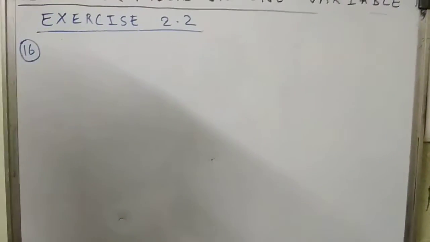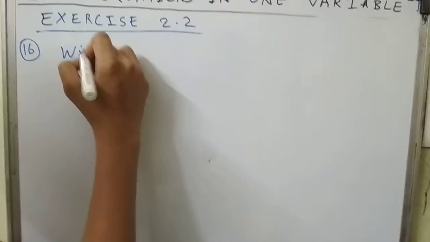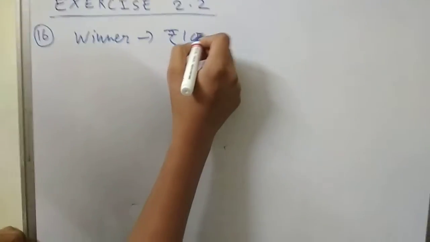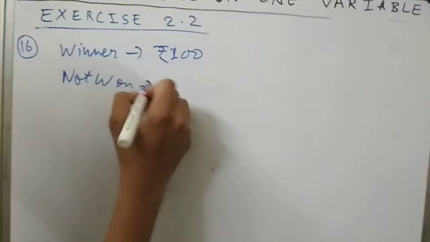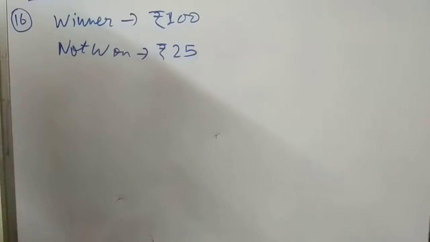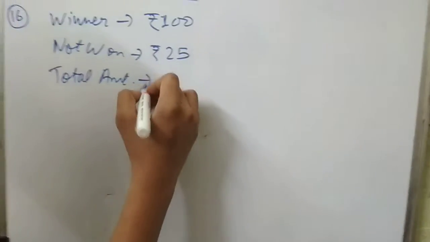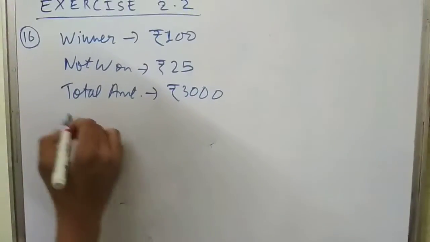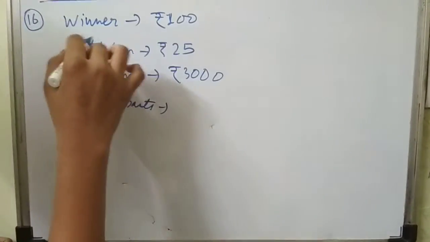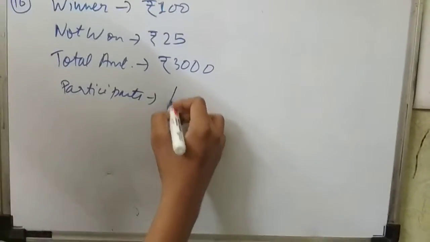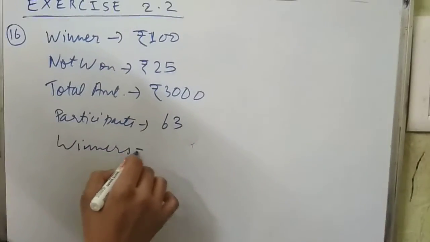Now let's proceed to question number 16, which says that in an essay competition, each winner gets rupees 100, and each one who participates but has not won gets 25 rupees. Now what is given? The total amount distributed is rupees 3000, and the number of participants, meaning the ones who have won plus the ones who have not won, the total is 63. On the basis of this given information, you have to find the number of winners, how many have won.